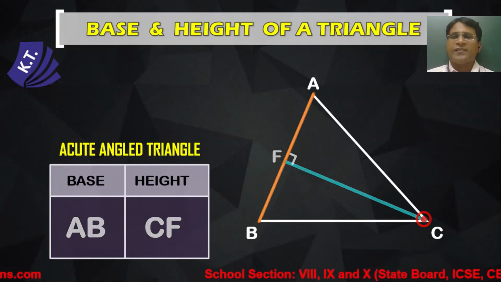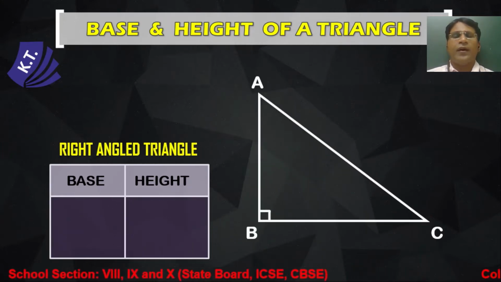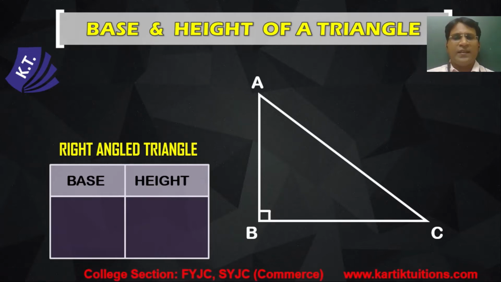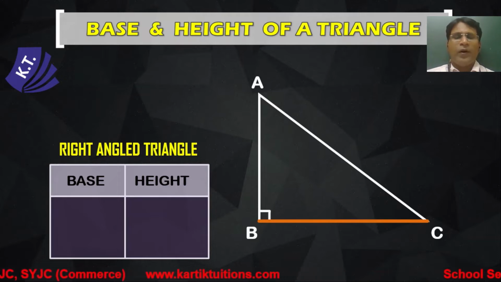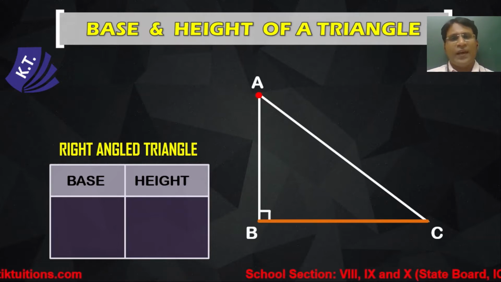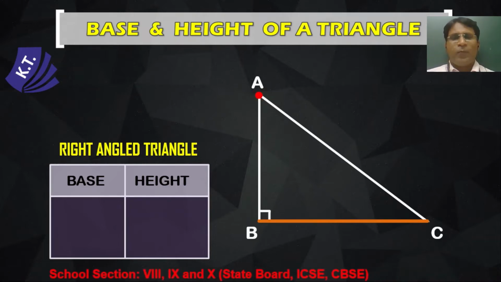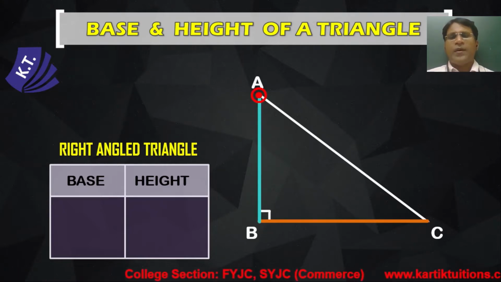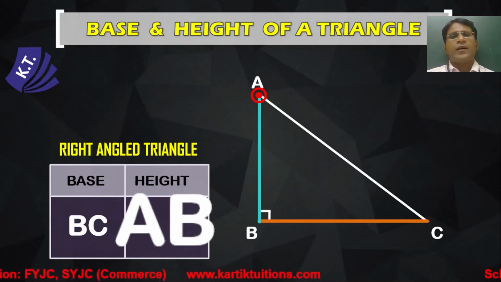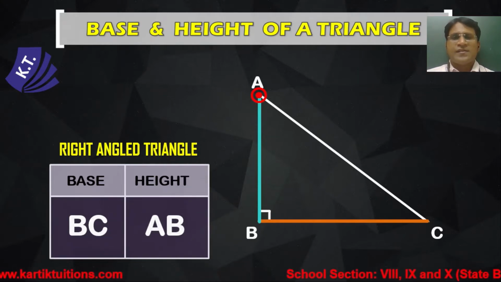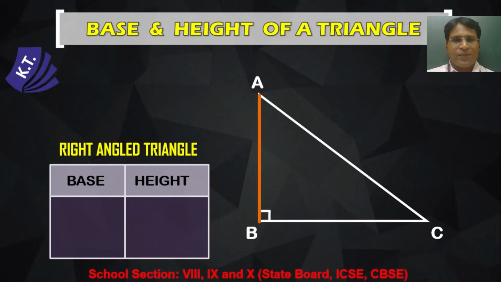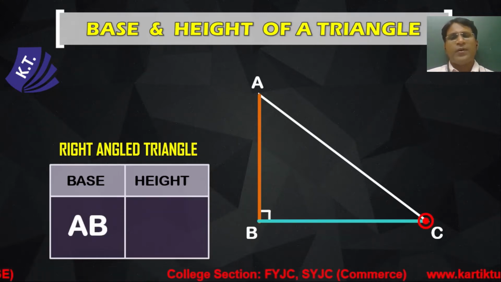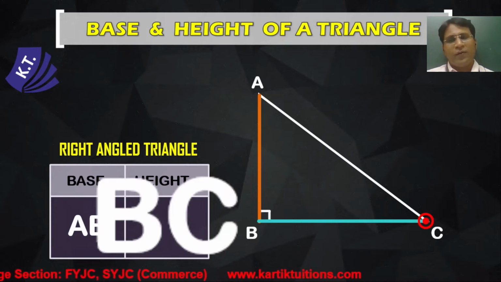Now let's take the next type of triangle, that is the right angle triangle. In a right angle triangle, when I take the base BC, I need a perpendicular from the third vertex, that is A. If you observe, the perpendicular is nothing else but the side of the triangle itself. So when my base is BC, my height becomes AB. And in the same way, if I take AB as my base, then BC will become my height. But this happens only in a right angle triangle.